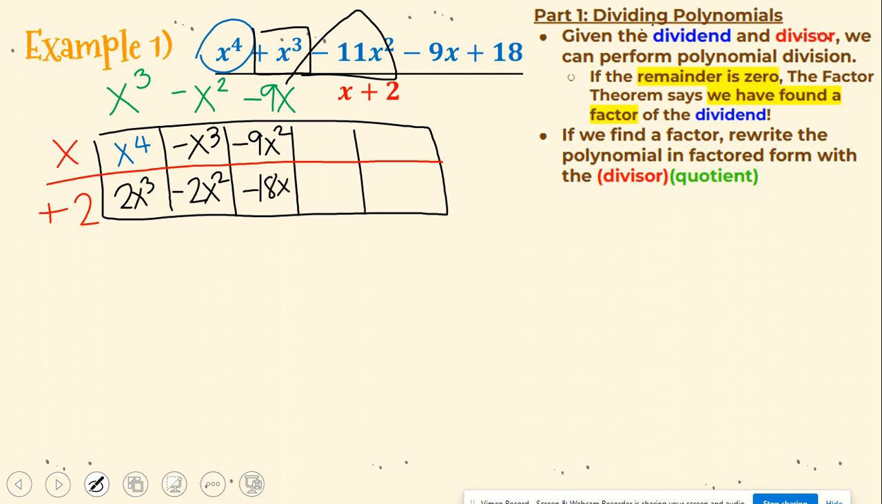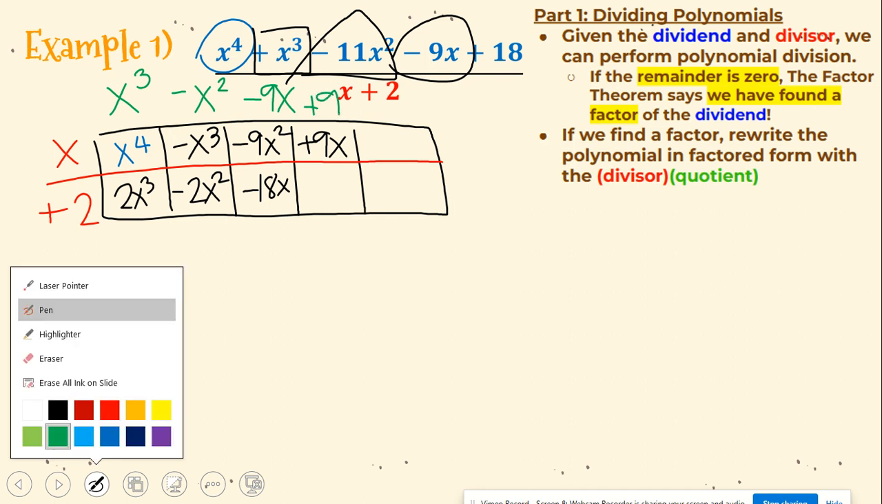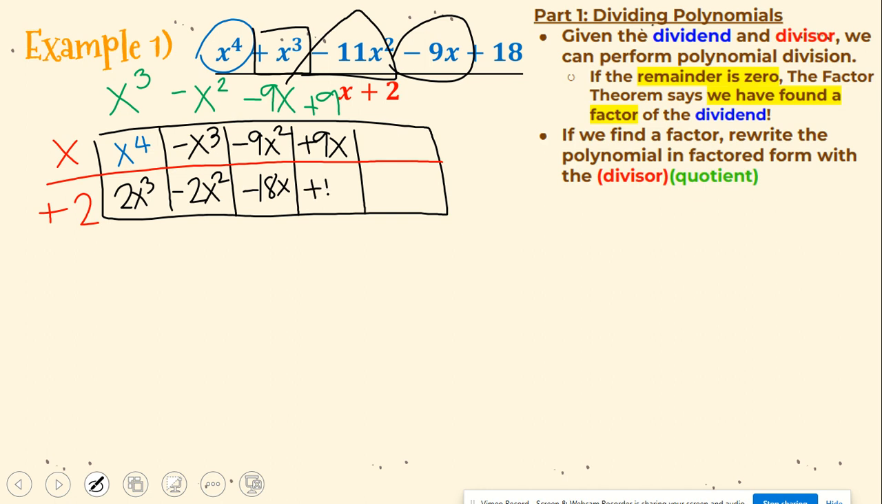And I look at my problem. I say, hey, I need negative 9x and I have negative 18. I need to add 9x to make it match my dividend, my original polynomial. Then I say x times 9 gives me 9x. 9 times 2 gives me 18. What do I need to have as my constant term? Oh, it's 18. That means I don't need to add anything. And my remainder is 0.